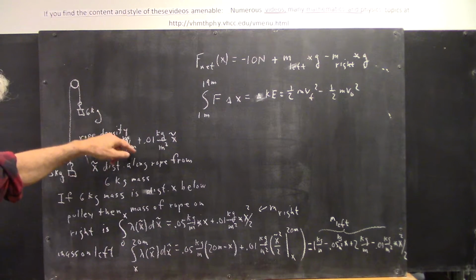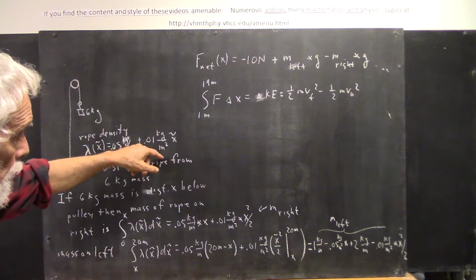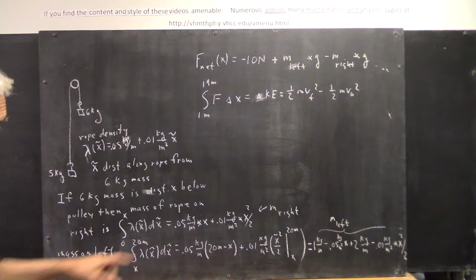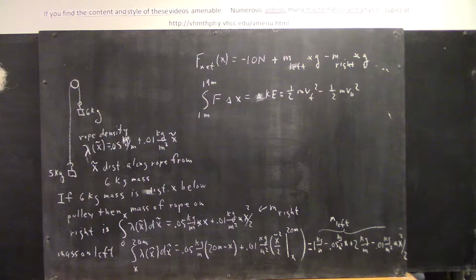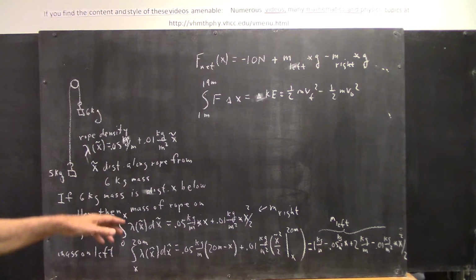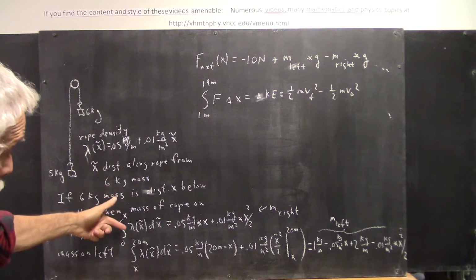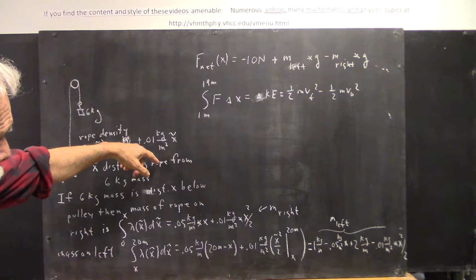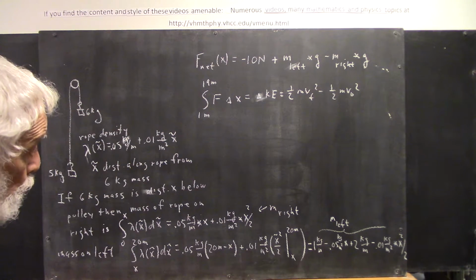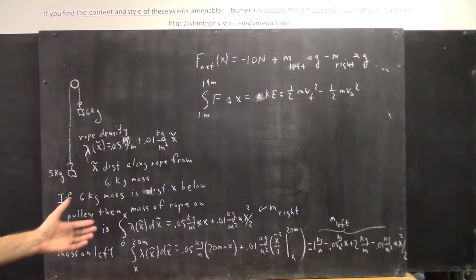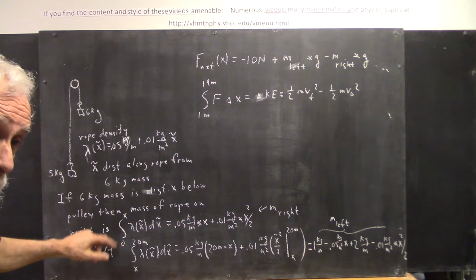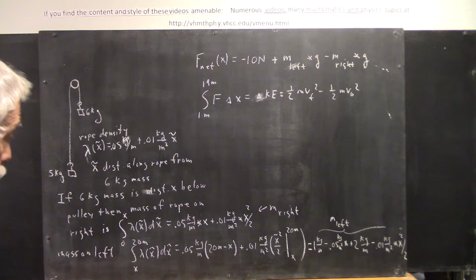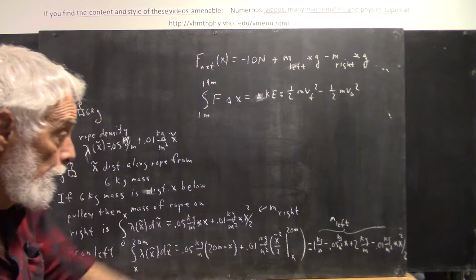You're integrating 0.05 kilograms per meter plus 0.01 kilogram per meter squared times x hat with respect to x hat. You're going to get 0.05 kilograms per meter times x hat, plus 0.01 kilograms per meter squared times x hat squared over 2. When you then substitute the limits to find the change in the value of that antiderivative, you're going to end up with this. You can perform that integral yourself. It's very simple. So that's the mass on the right.